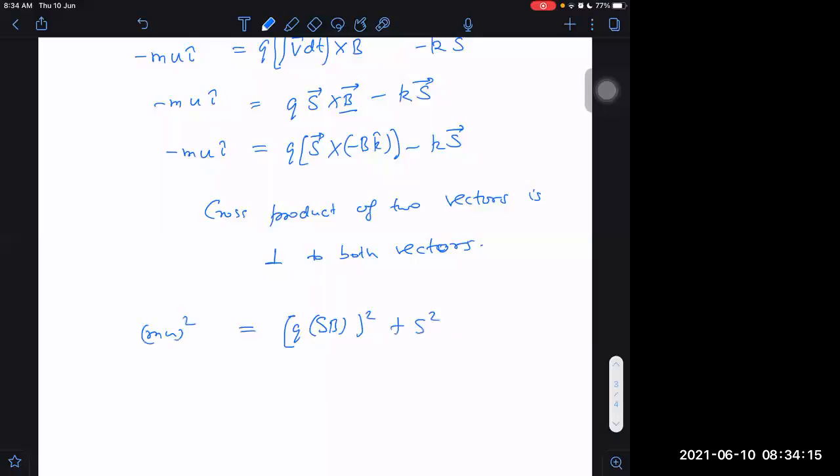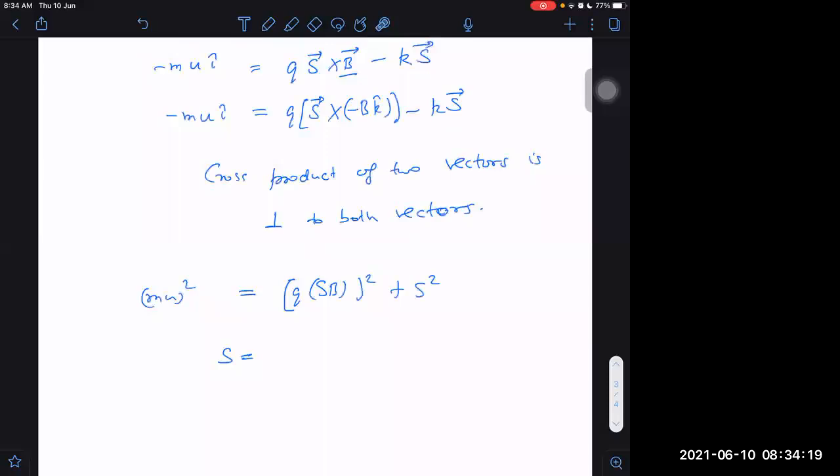So what is S coming out to be? Why am I doing this? Because this is perpendicular to this. If these are two perpendicular ones, then we can use the Pythagoras theorem. So that's why I can do that. So I get S as mu divided by the square root of q square B square plus k square.